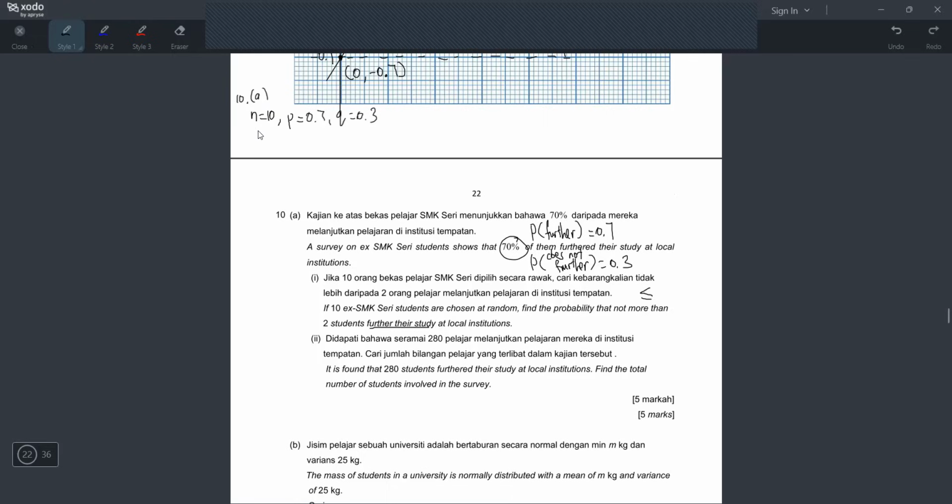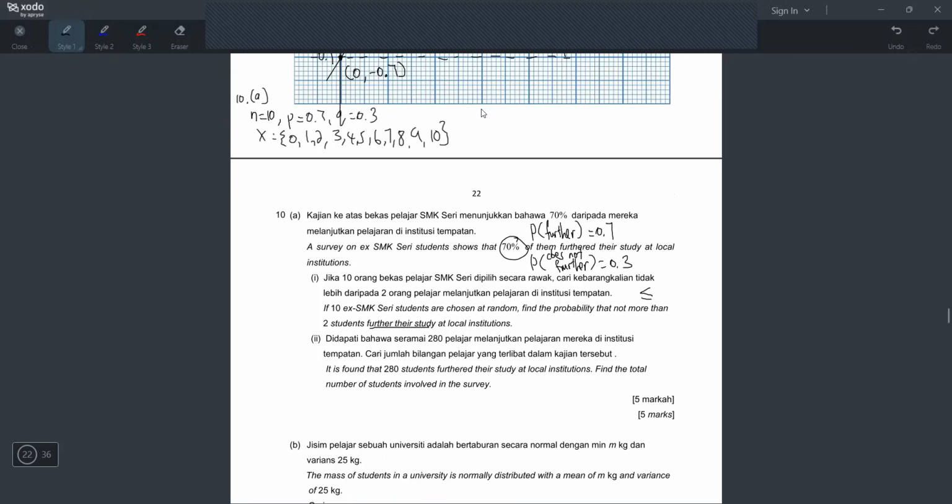All right, this one is 10A. And then what is my X then? 0, 1, 2. Because out of the 10, maybe 0 success. It means tak ada satu pun yang further study, or maybe 1 further study, 2, 3, 4, 5, 6, 7, 8, 9, 10. Apa maksud 10, 10? Means 10 yang kena choose 10 pun success. Semua 10 orang further study. That's what it means.